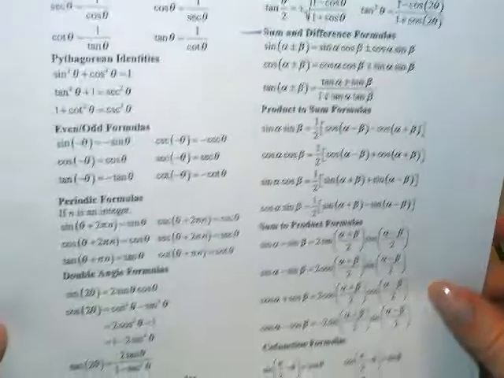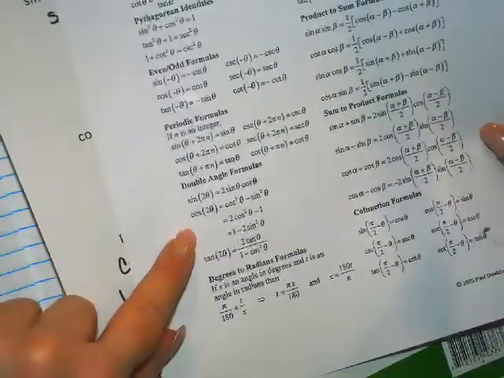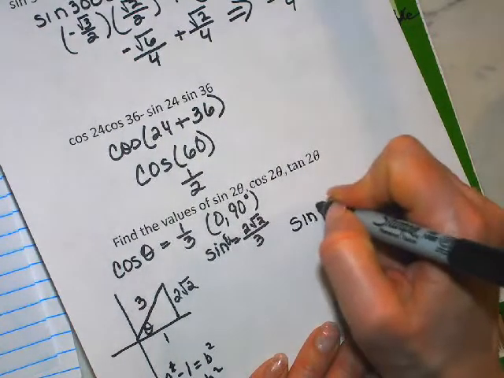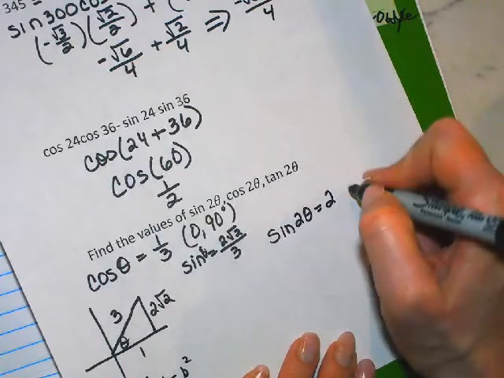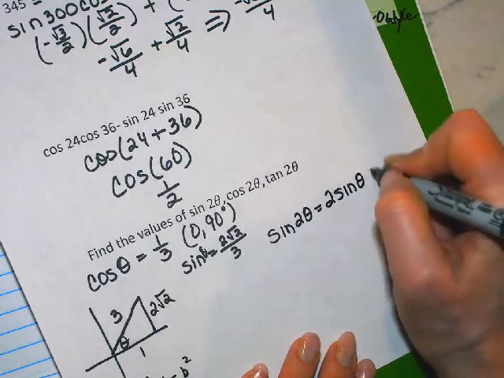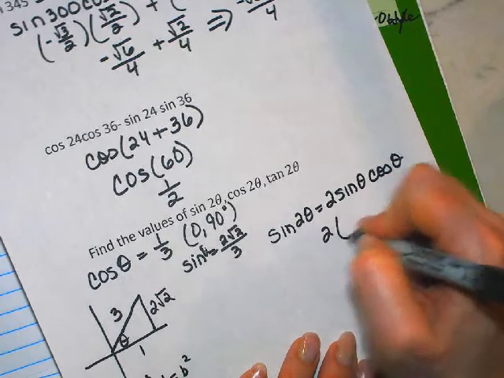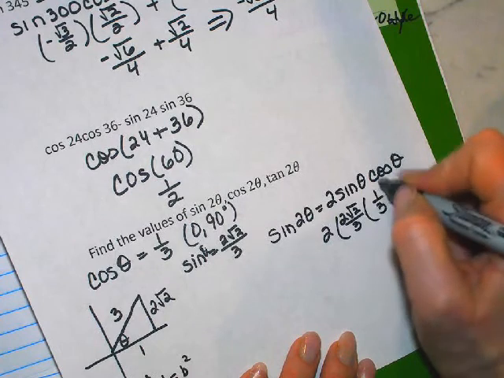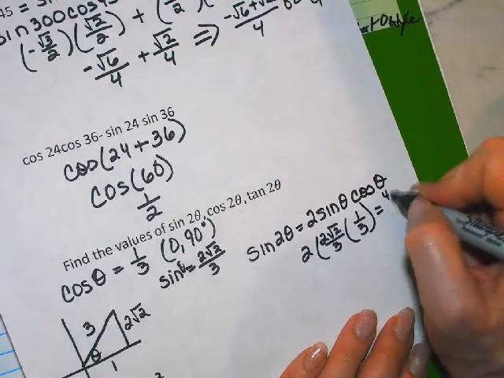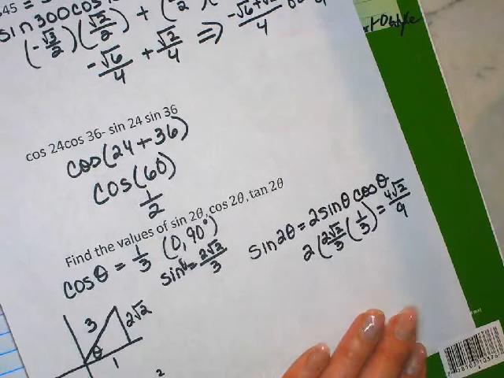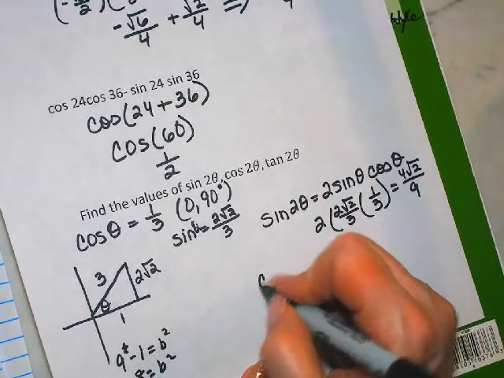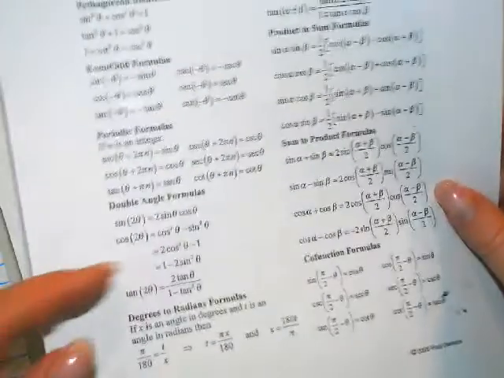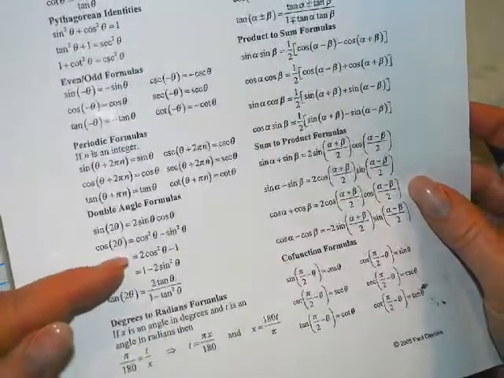Now I could do my double angle formulas. Again, the double angle formulas are also on your sheet. They're right here, double angle formulas. So, to find the sine of the double angle is 2 times the sine times the cosine. So it's 2 times 2 radical 2 over 3 times 1/3, and that simply is going to be 4 radical 2 over 9. And that's your answer. That's simple.